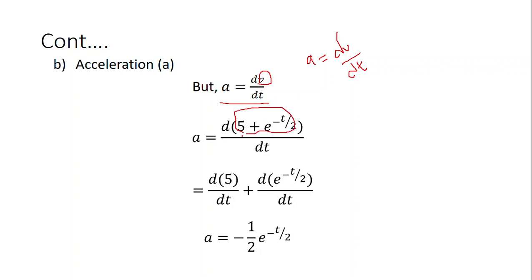Then you need to differentiate this. You can differentiate separately: first differentiate the 5, then differentiate the e to the power part, then add the values. The final answer is a equals minus half e to the power minus t divided by 2. This is the answer for this question.